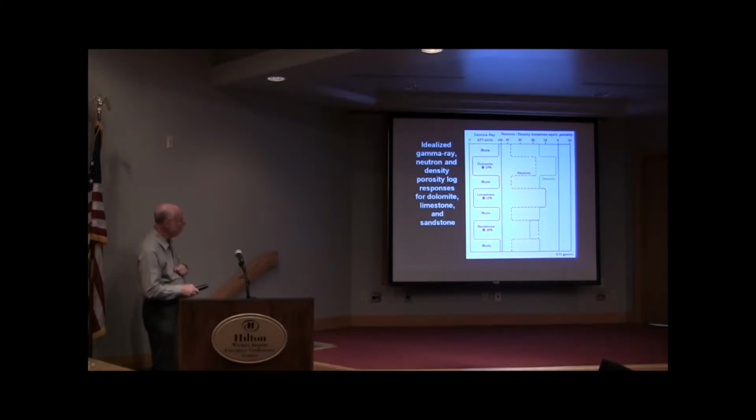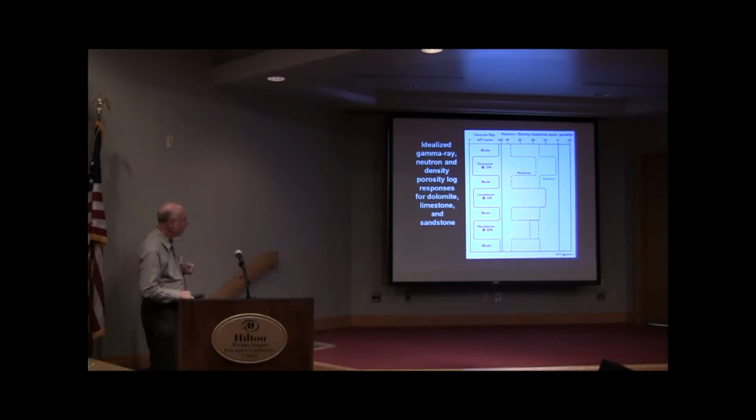The neutron is also reading incorrectly, it's reading too high. And the true volumetric porosity is just about halfway between them. Which is why, for example, you can take the average of the neutron and density, like Richard was doing in the Arbuckle. That's pretty close to the actual volumetric porosity.